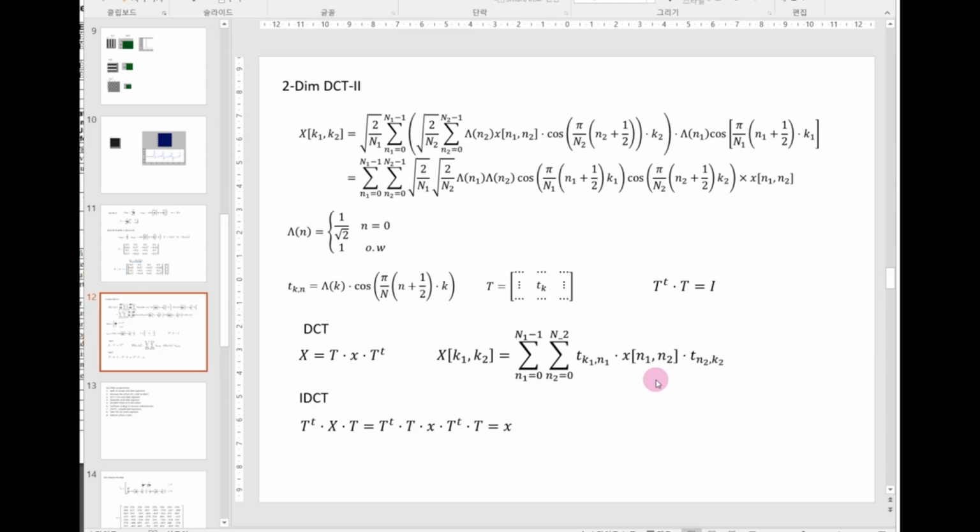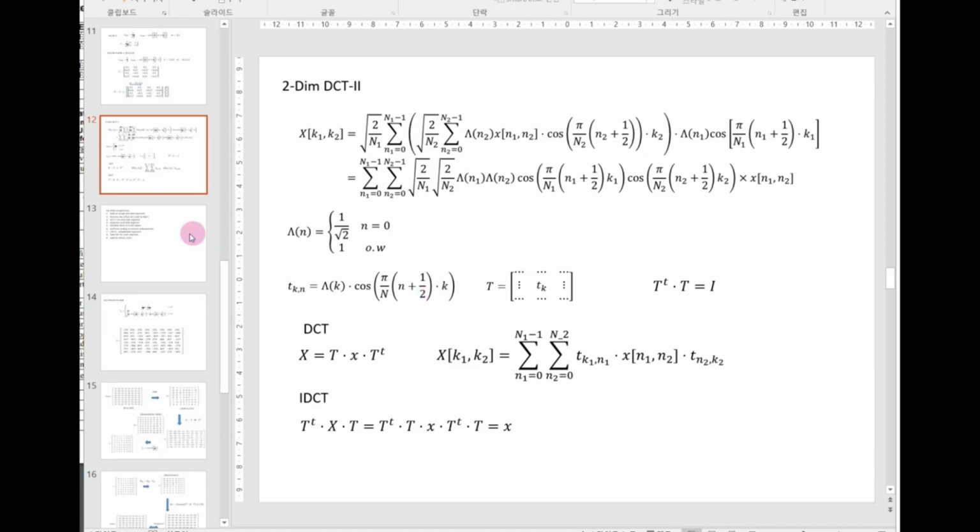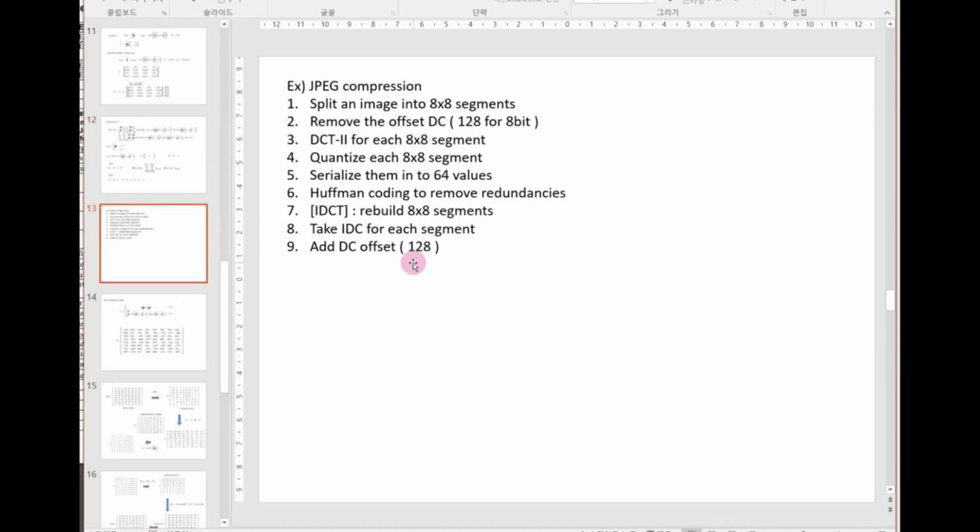And what about the inverse DCT? If you multiply T transpose on the left side of X, then this becomes the identity, and on the right side we multiply by T, and this becomes the identity as well. So this is the inverse DCT operation. One application of the two-dimensional DCT is image compression.